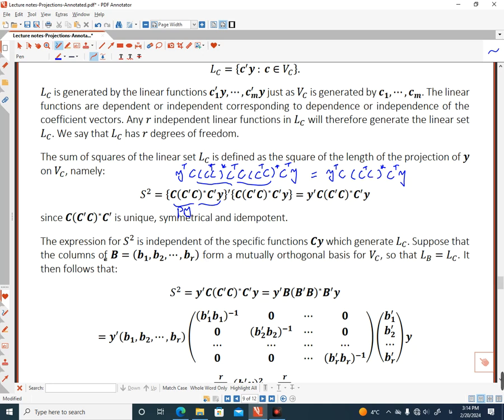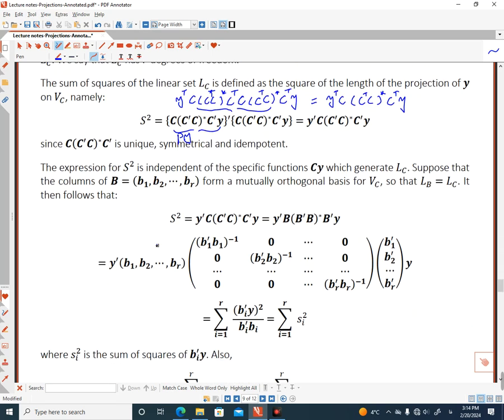And it comes from uniqueness, symmetry, and also idempotency. So we understand that. The expression for S squared is independent of the specific function Cy, which is generated by LC. So it means that you can also take it to orthogonal space.